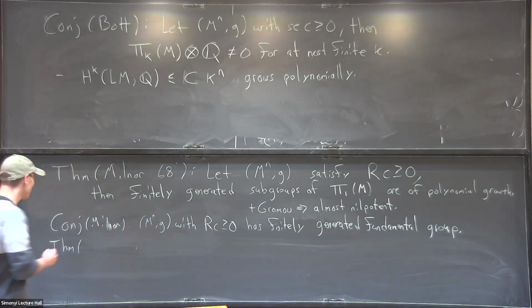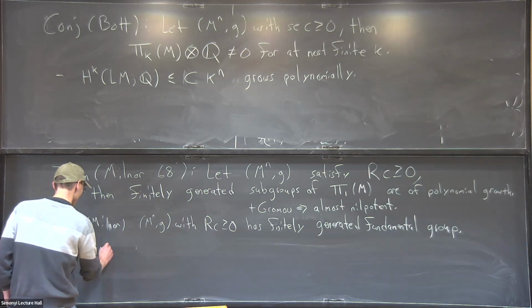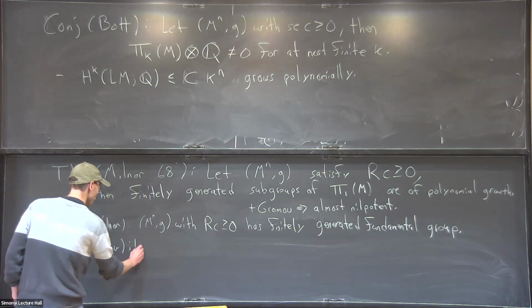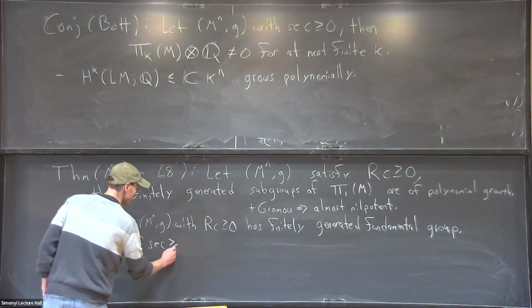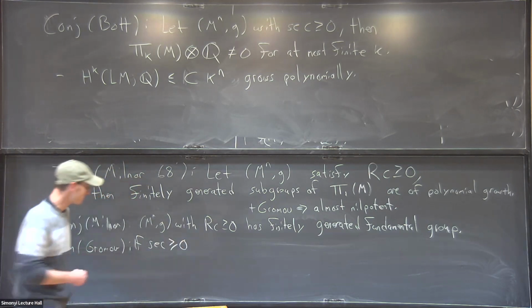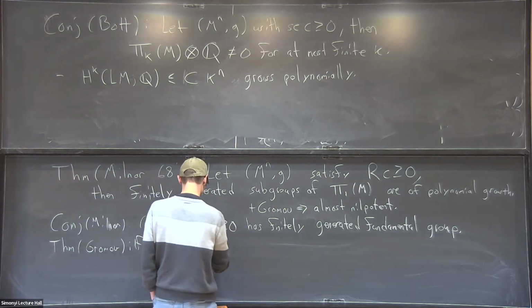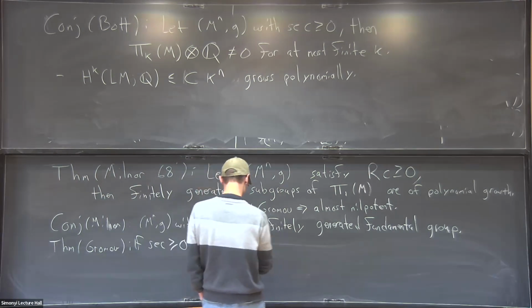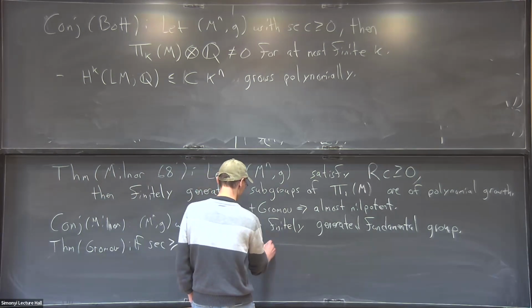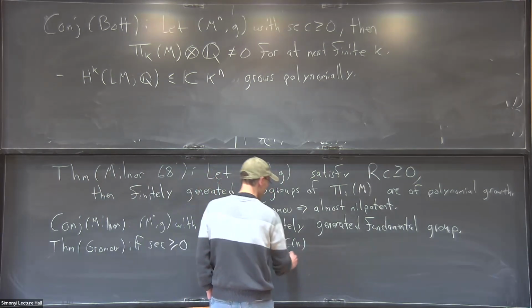But he proved it when sectional curvature is not negative. It's a stronger condition that controls all triangles. And then one has at most C of engineers.